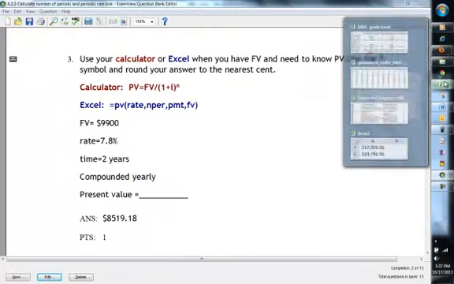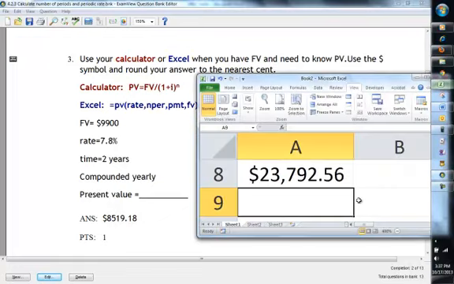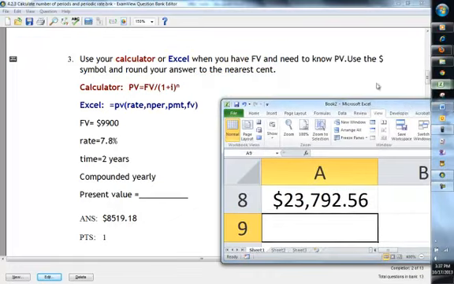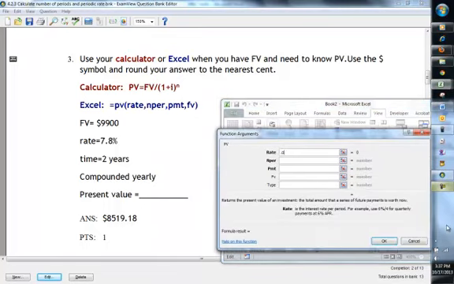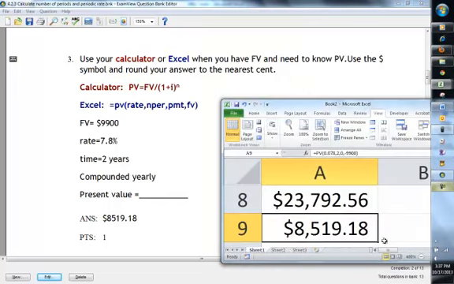In this case, it tells us you have future value and need to know present value, so equals present value. And it looks like a regular kind of problem. So we've got a rate of 0.078, time is 2 years, no payment, future value is $9,900. And we have a present value of $8,519.18.